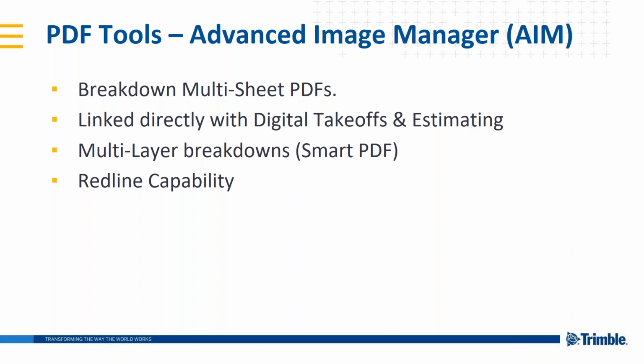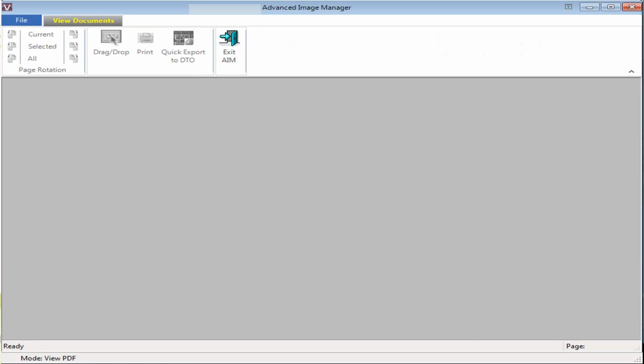And if it has a multi-layer breakdown, you can go ahead and see those layers and turn off layers. And that helps with that shape recognition I was talking about. And it has a red line capability, so if I want to mark up the plans a little bit in this tool. So here's just a quick little view of the tool.